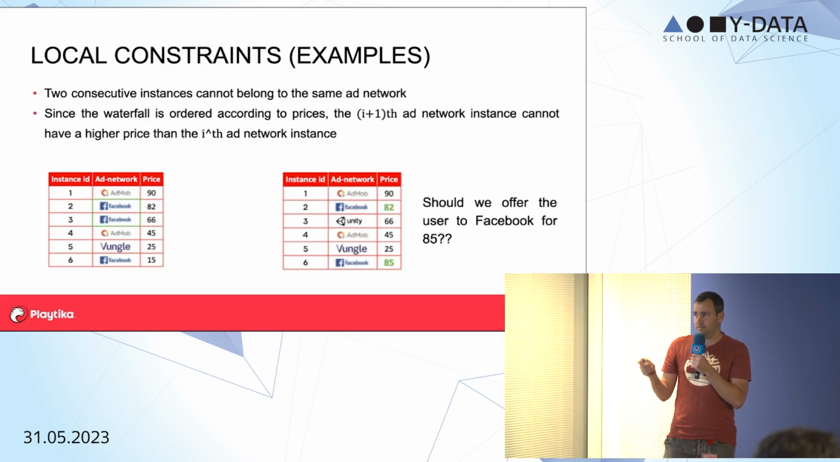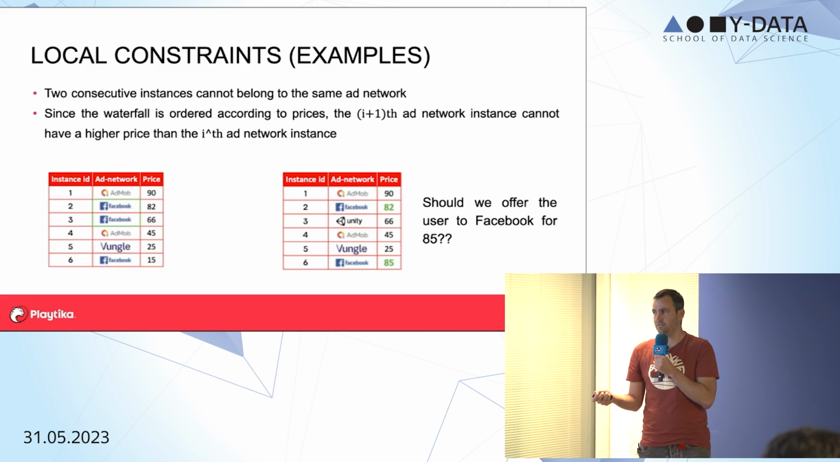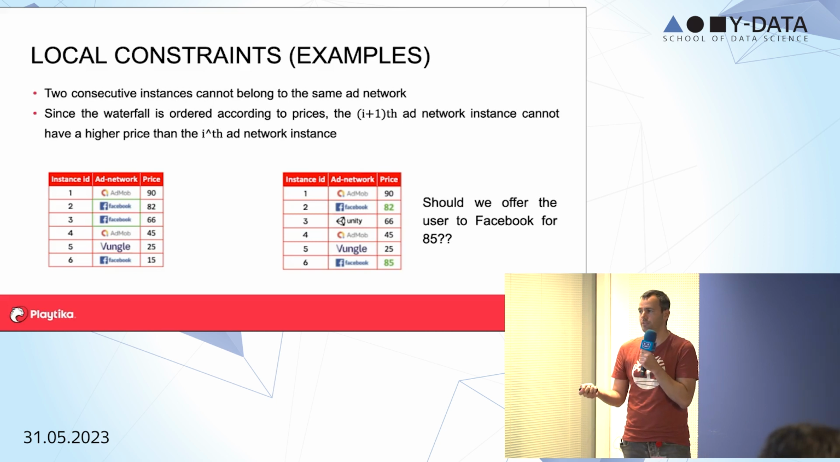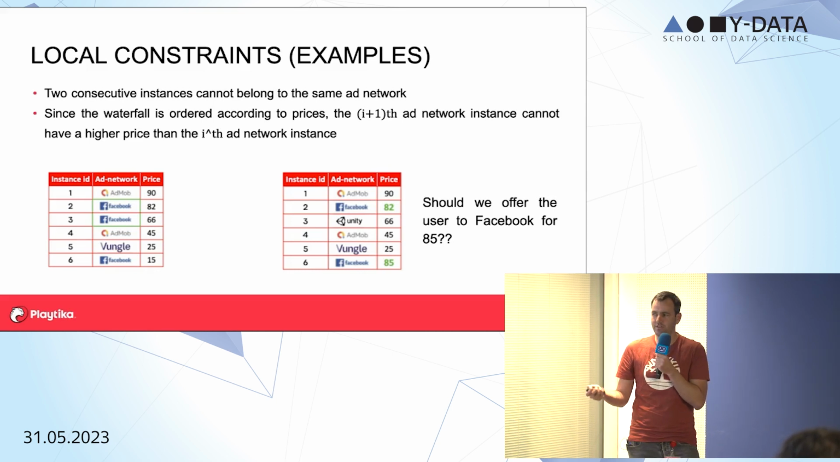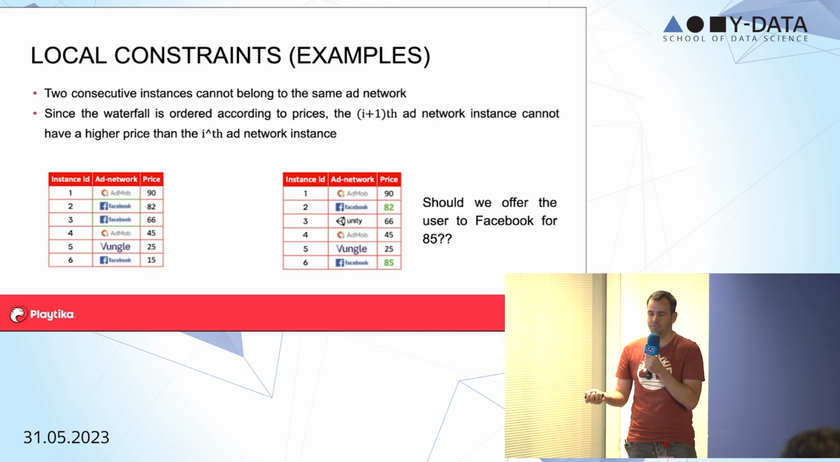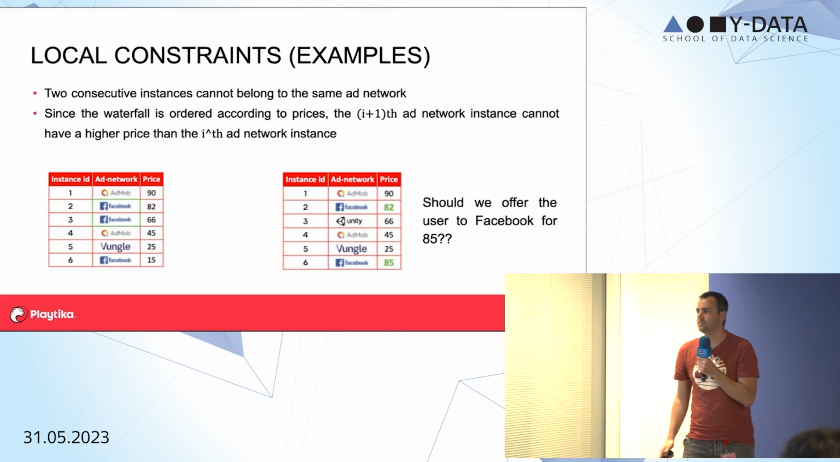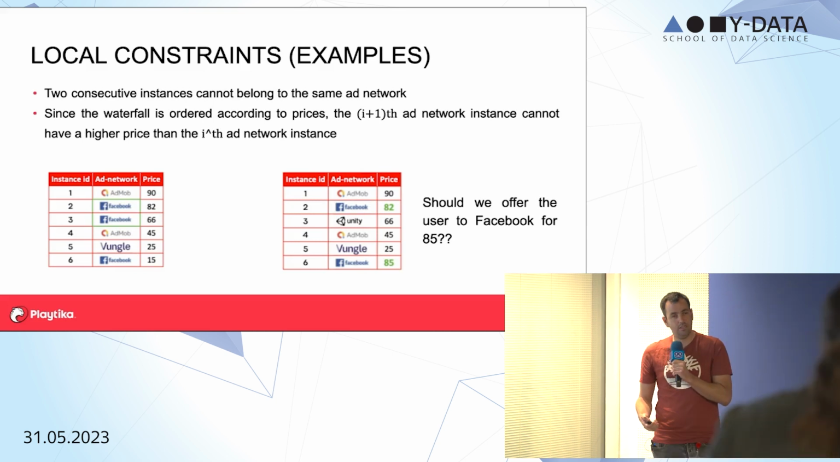Another one is the prices. The prices of the waterfall are ordered according to the price. As I said, if Facebook refused to buy someone for $82, there is no reason to propose the same user for $85. There is no chance they will buy it. It's a waste of instances. As I said, we have a restricted number of allowed instances per ad network.